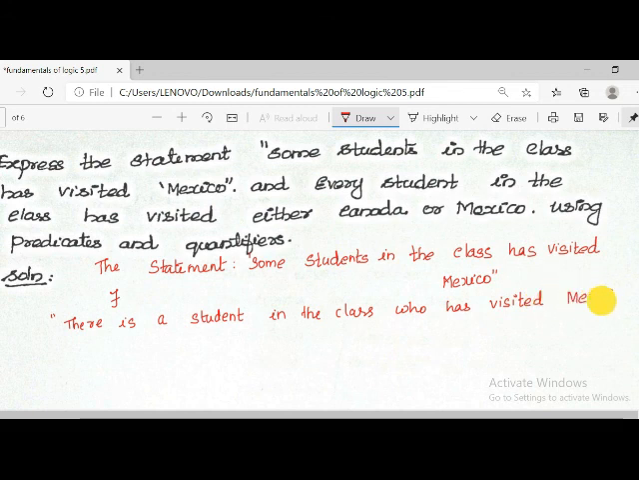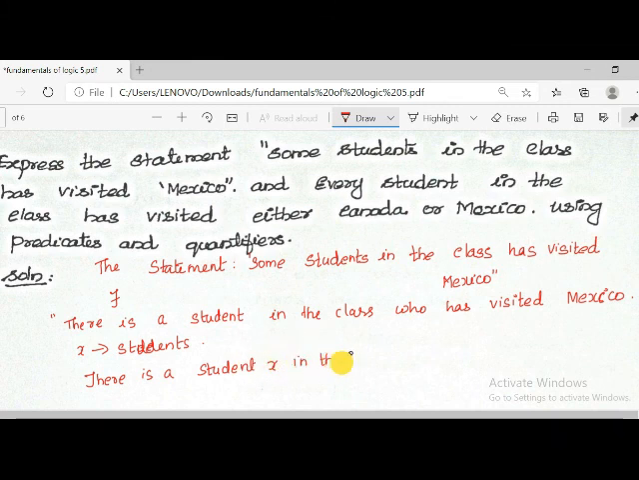First let us take x to be the domain such that x denotes the students in the class. So we can again rewrite the statement: there is a student x in the class who has visited Mexico.